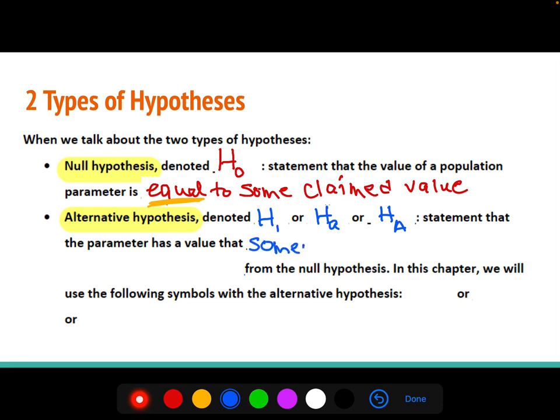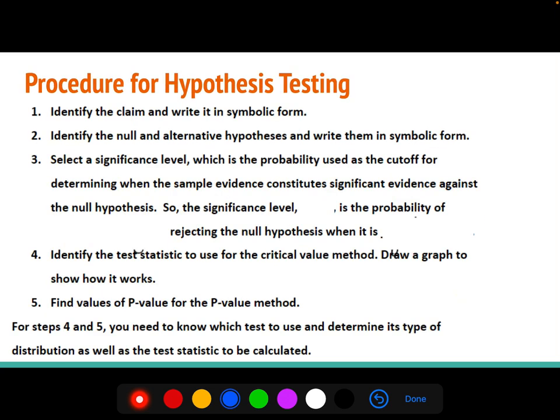And this one says that your parameter somewhat differs from the null hypothesis. And we will use, in this case, less than, greater than, or our favorite, not equal to. Remember, the null hypothesis is equal, and the alternative hypothesis uses one of these signs that's not an equal to.